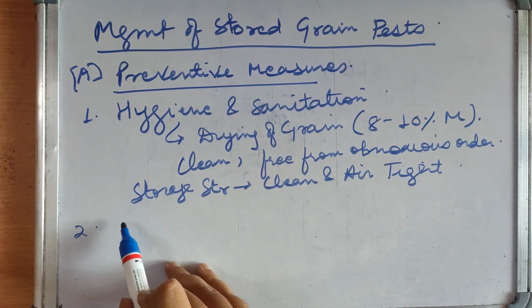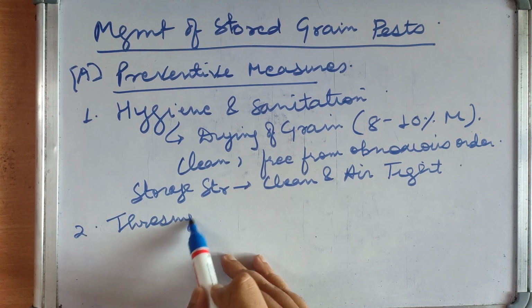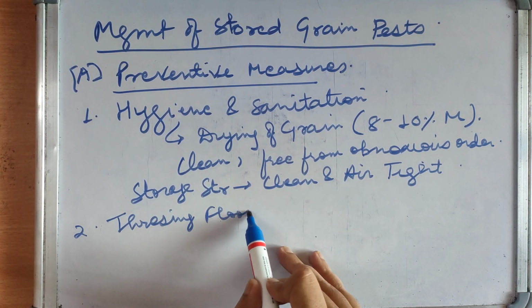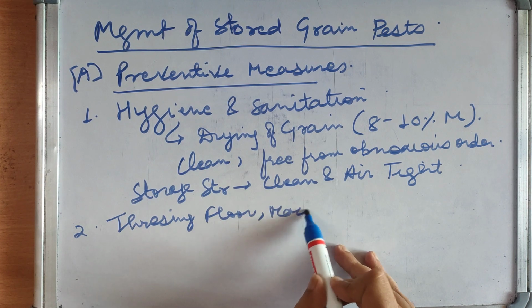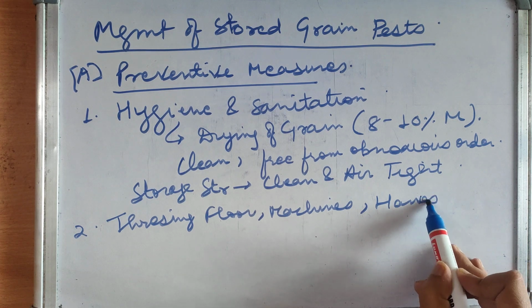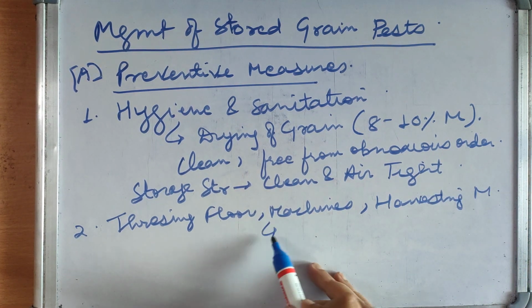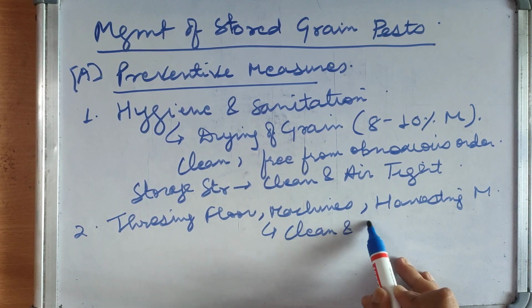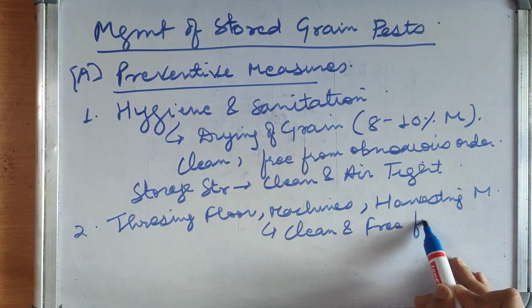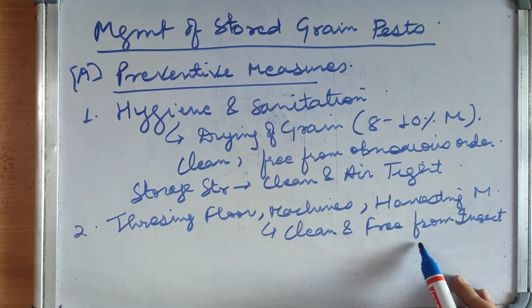Second, threshing floor. Machines, harvesting machines. This should be clean and free from insect infestation.